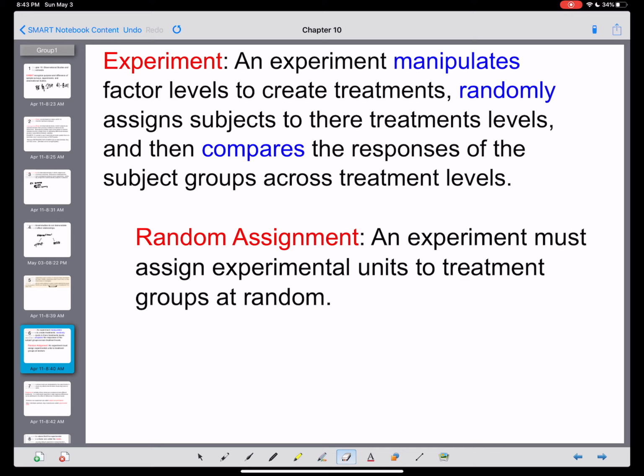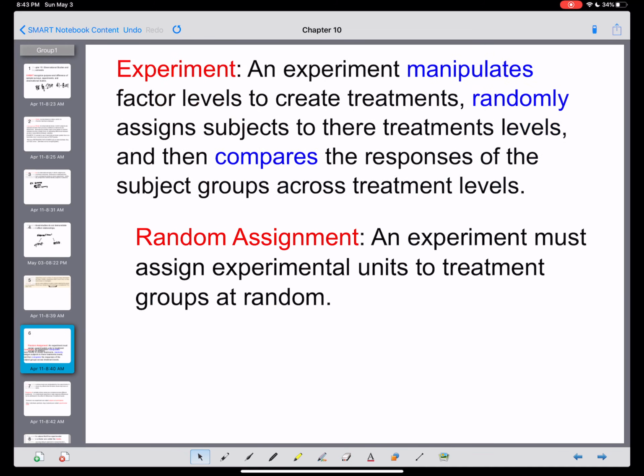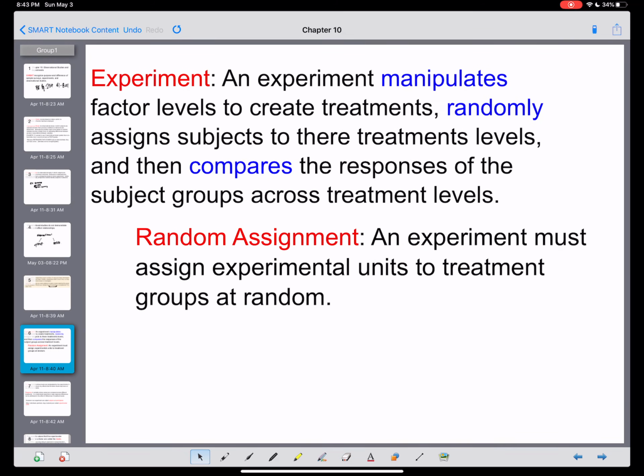In an experiment, you want to use random assignment. You don't really use random assignment in an observational study because you're just observing people. You're either observing old data that people already have, or you're going out there and observing people that fit your category. Okay, but in an experiment, because you're performing this, you want to use random assignment.